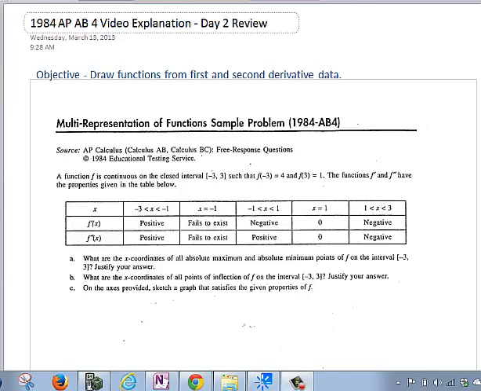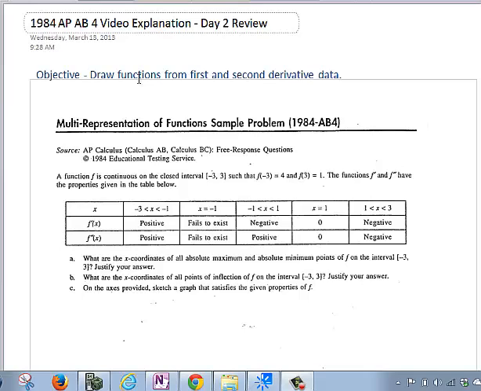This is Mr. McAllen, and this is day 2 of our review for the AP Calculus test. And we're going to use this question from AP. It's from 1984. It's quite a while ago, but it just goes to show you that the questions don't change all that often in terms of calculus content. The objective here is we want to draw functions from first and second derivative data.